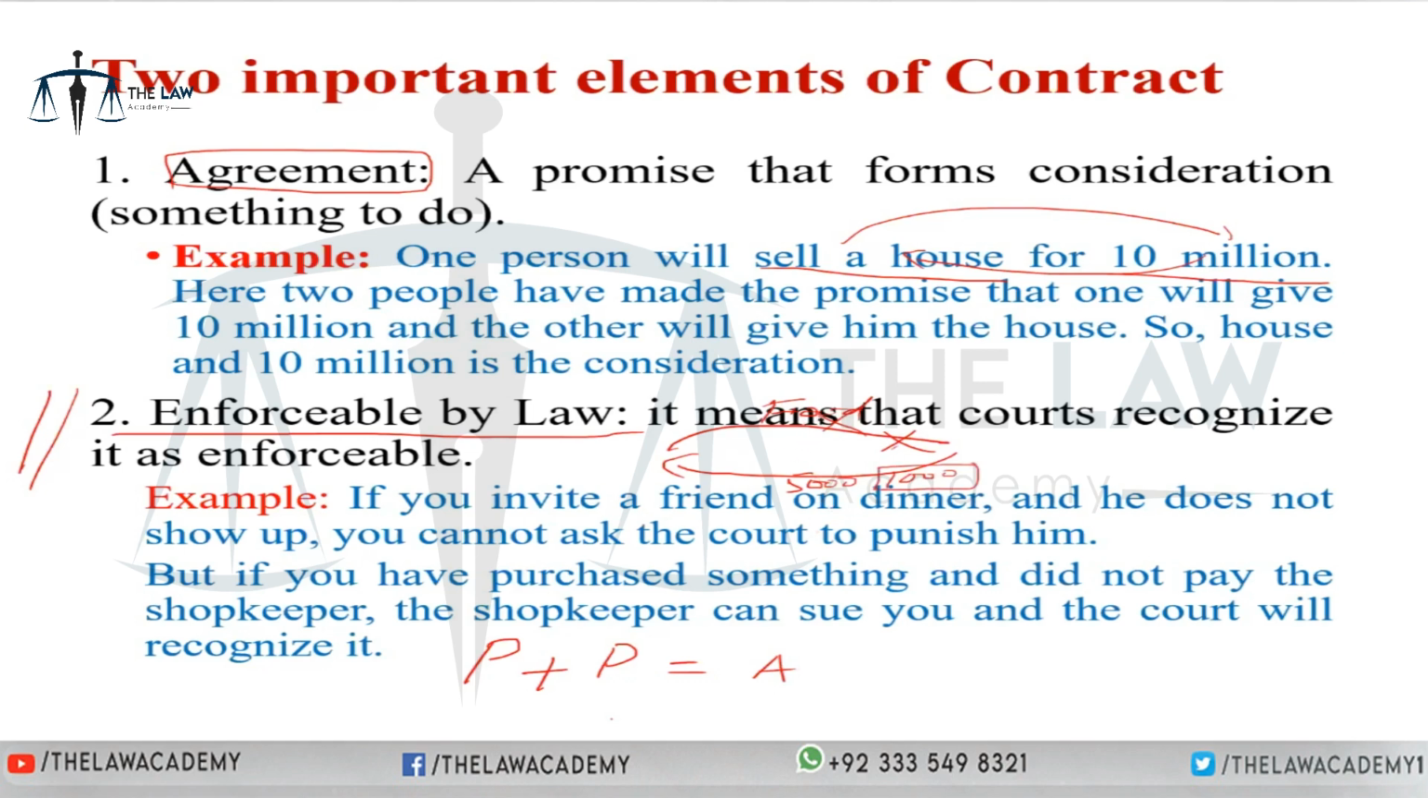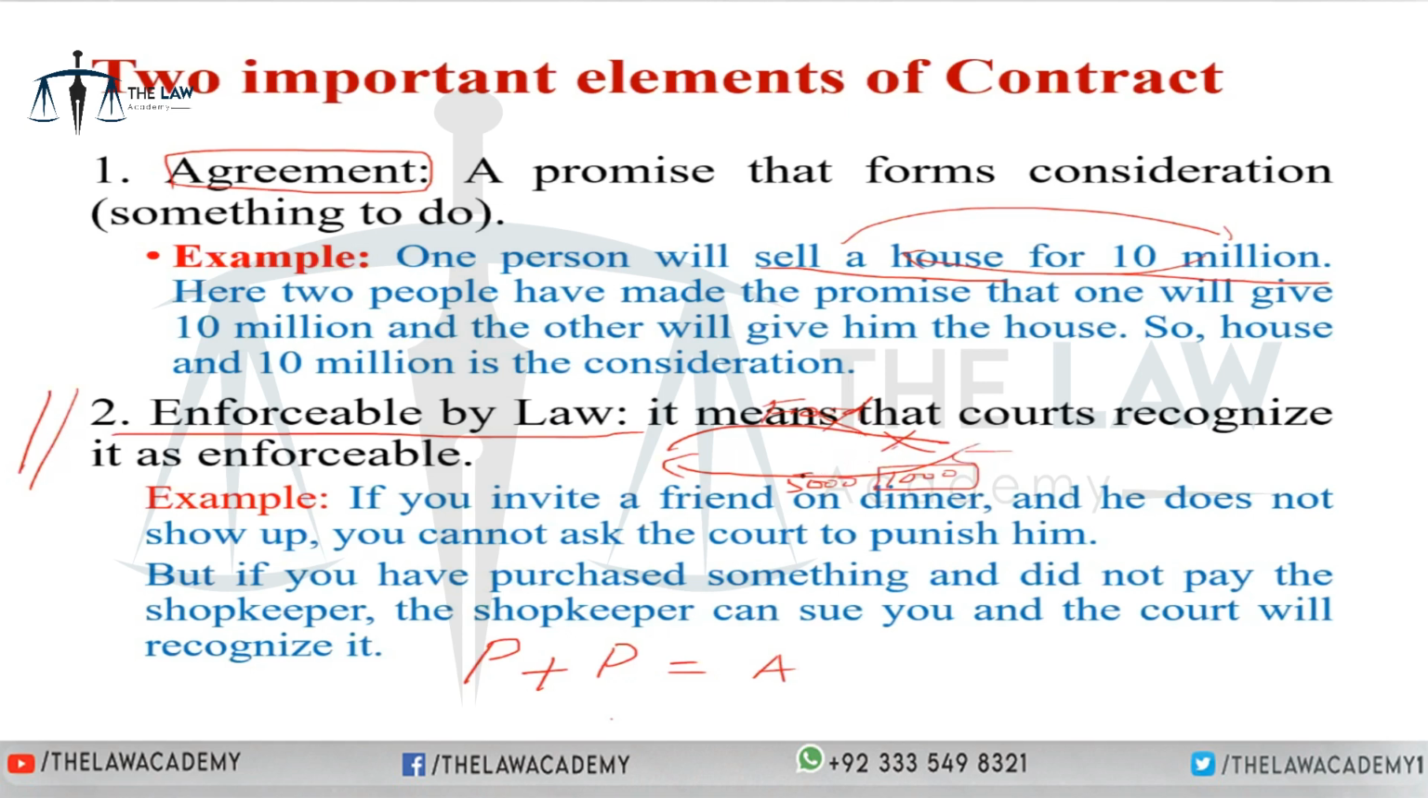Although you people made the promise, and if someone did not fulfill it, can we sue this person? No. So no, we cannot sue this person based on the promises that he or she made.